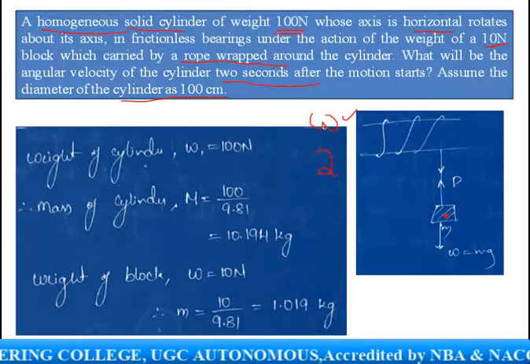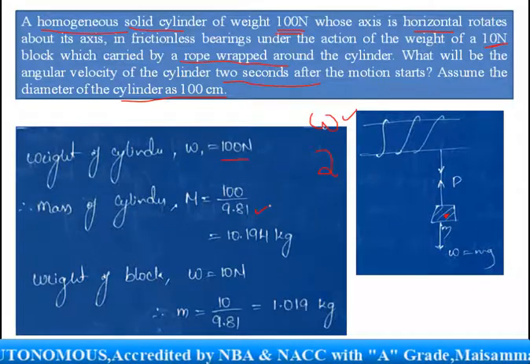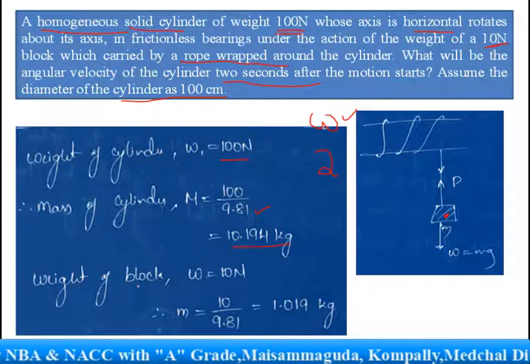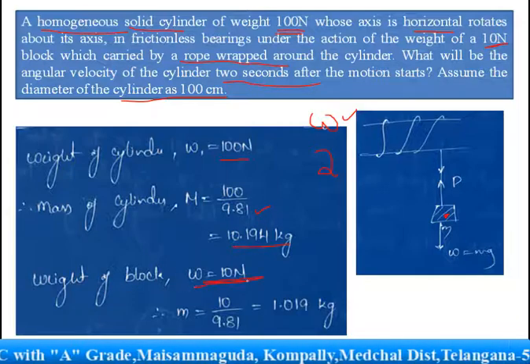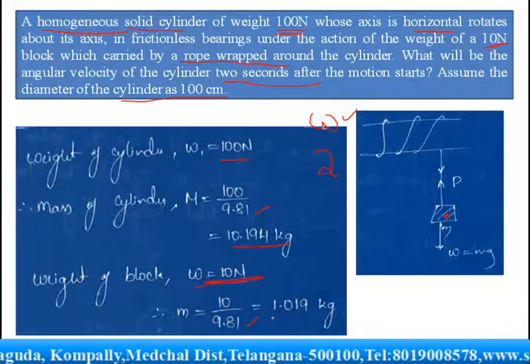Weight of your cylinder is 100 newtons. Mass of the cylinder is, dividing by g, 10.194 kg, and the weight of the block is 10 newtons, and you can convert this into mass by dividing by g, which is 1.019 kg.